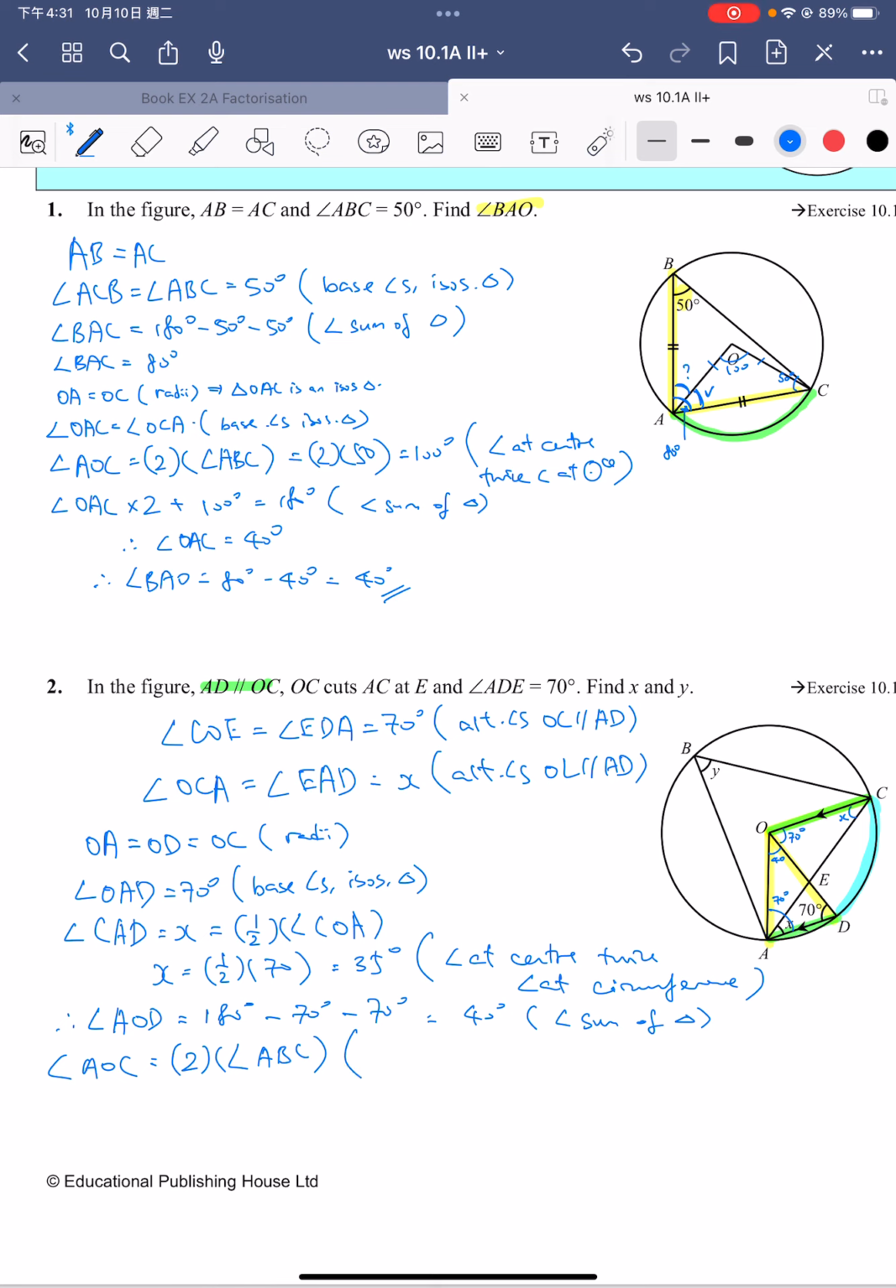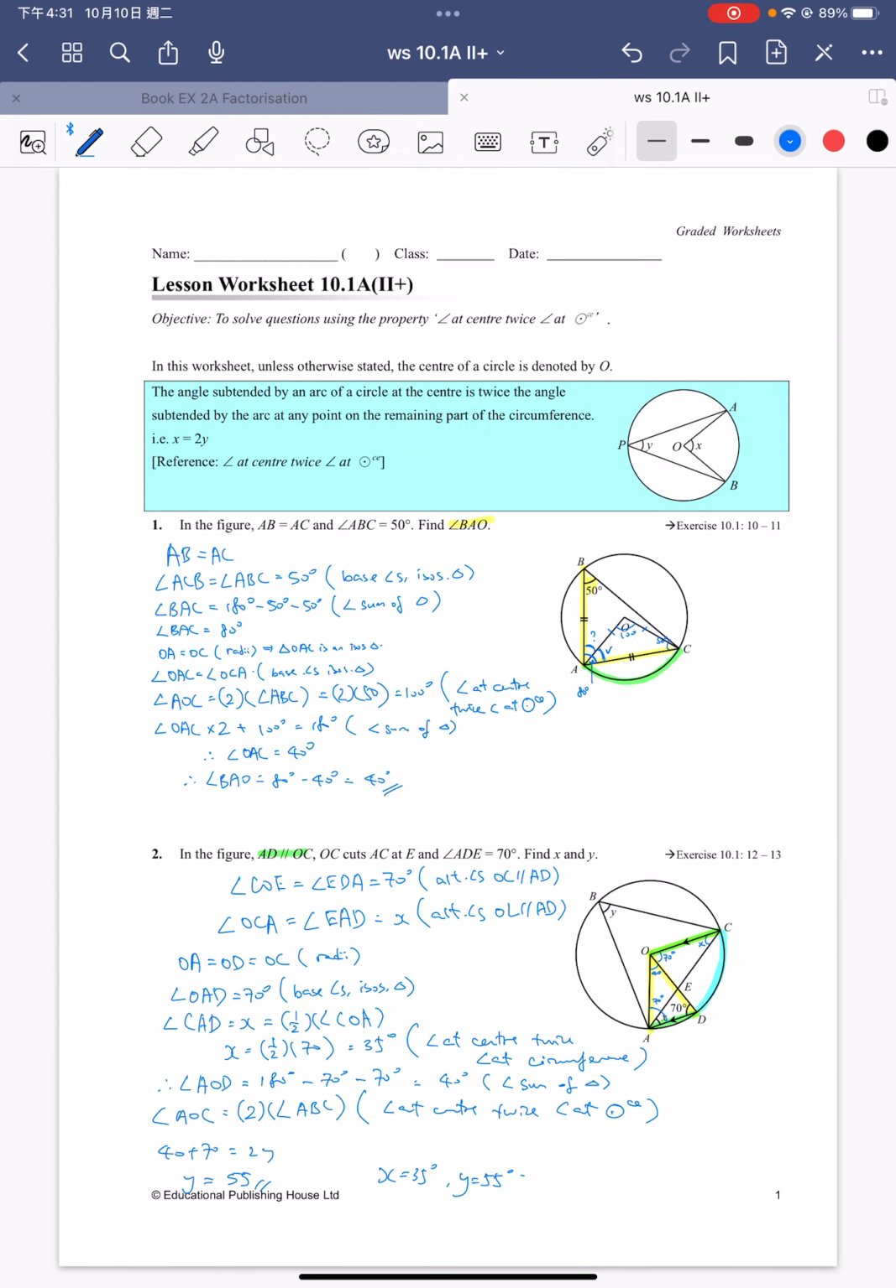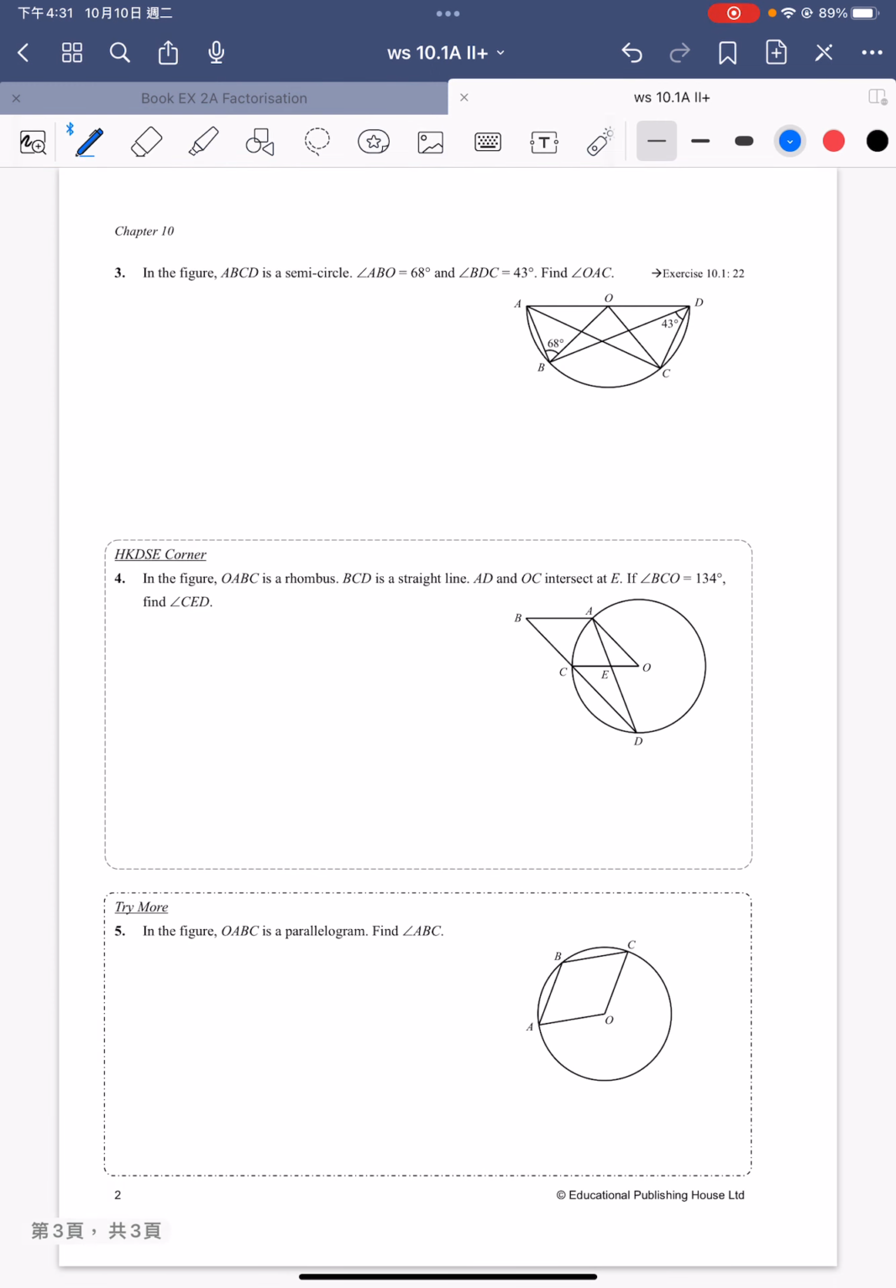The reason for that is angle at the center twice angle at the circumference. So we can say that our 40 plus 70 is equal to 2y. Then we can say that y is equal to 110 divided by 2, give you 55 degrees. So we have x is equal to 35, y is equal to 55. So that's for question 2. Alright, now we can move to question 3.